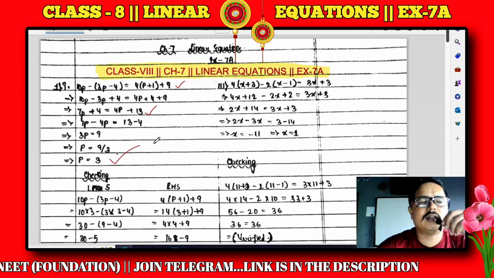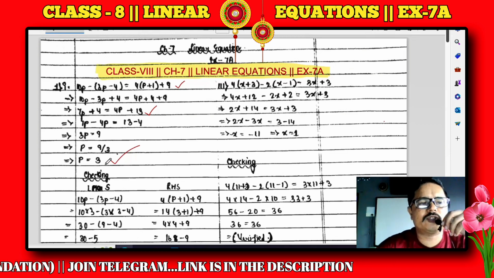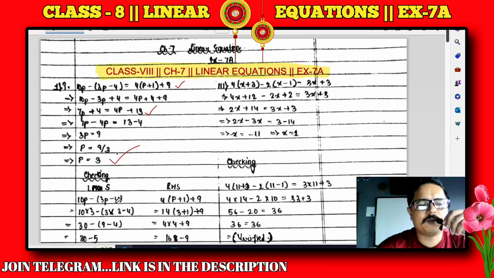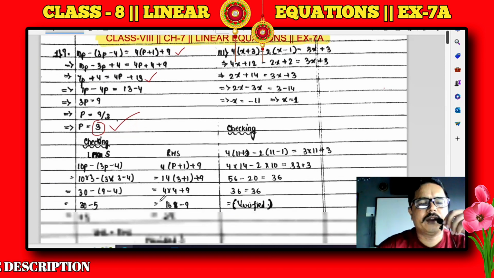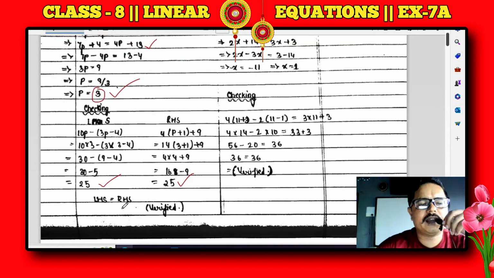While checking the answer, we need to simplify LHS and RHS separately. What is LHS? Left hand side: 10p minus (3p minus 4). What is p here? p is equal to 3. So 10 multiplied by 3 minus 3 into 3 minus 4: 30 minus 9 minus 4, 30 minus 5, is equal to 25. Similarly, if you simplify the right side also, it will come to 25, and hence LHS is equal to RHS. It is verified.